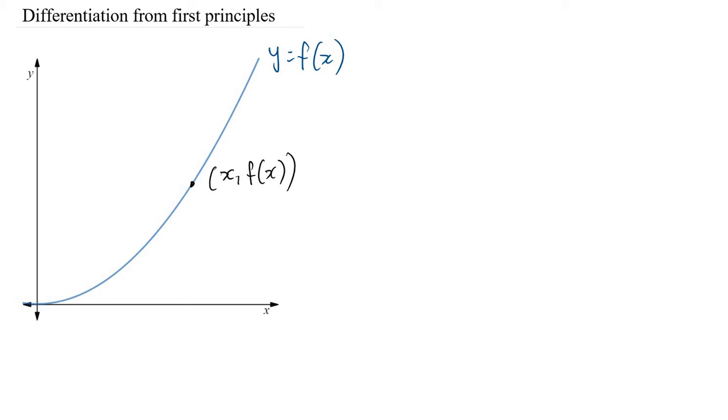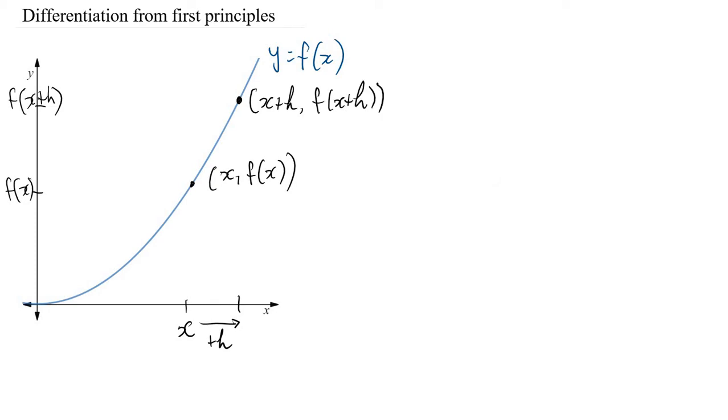If we then move along the curve a distance of h, an arbitrary variable, then our x-coordinate is now x plus h, and our y-coordinate has gone from f of x to f of x plus h. From that, we can find the gradient of a line joining the 2 points on that curve.